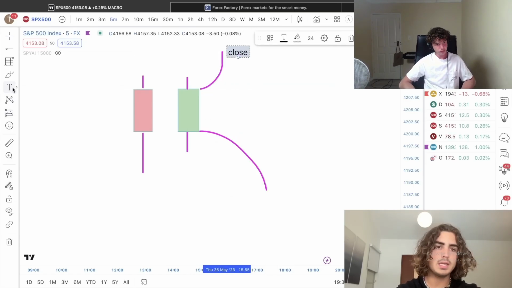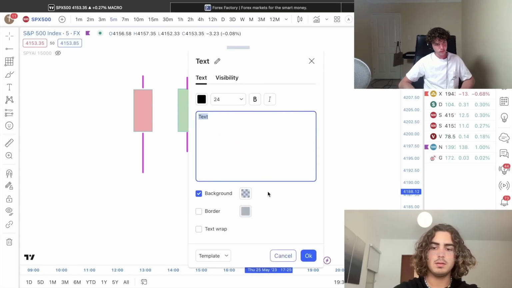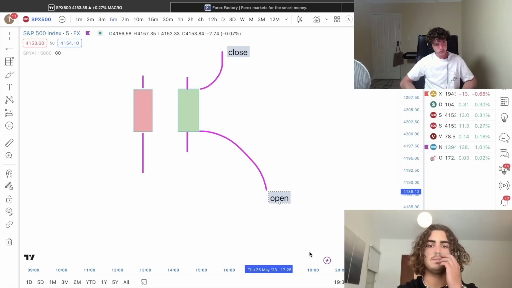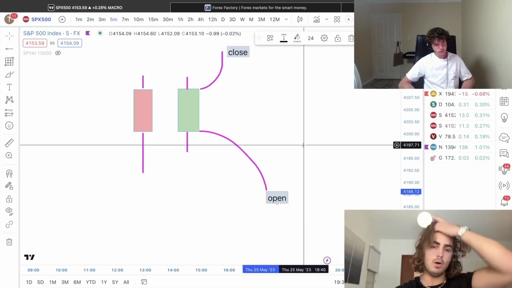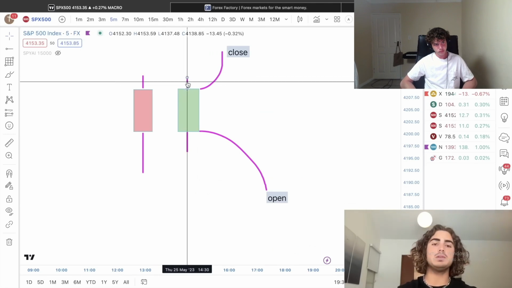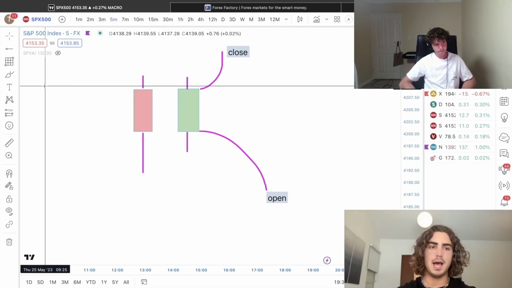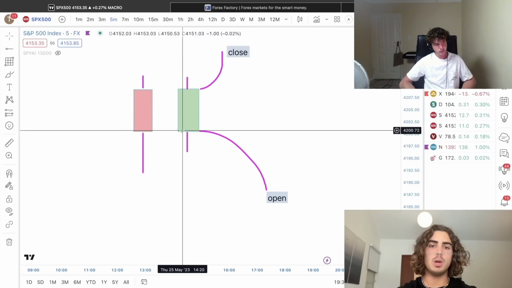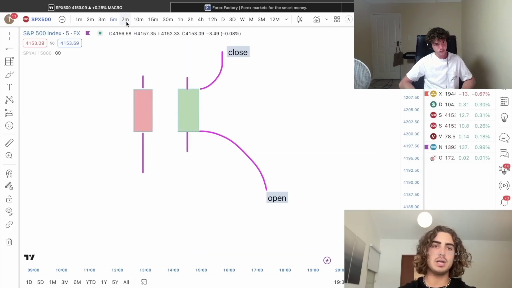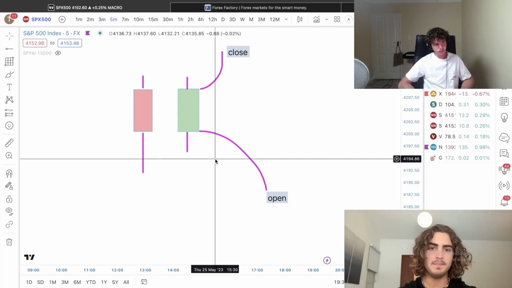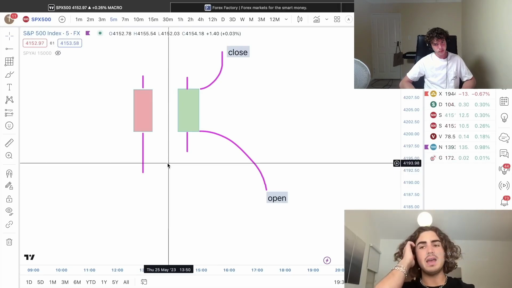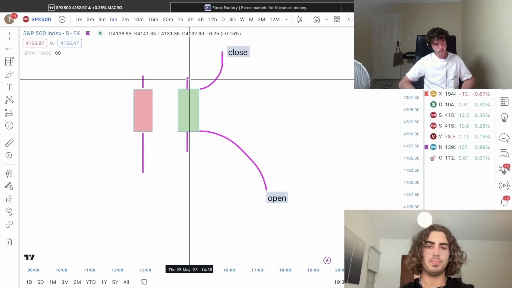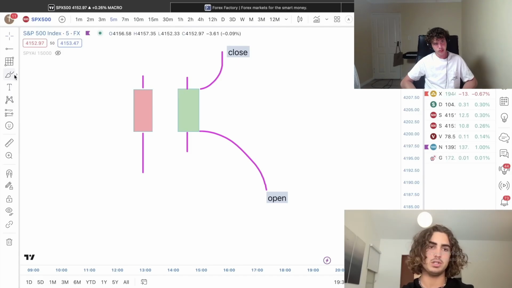The close and the open. Cool, okay? Now, what do these little wicks that are left behind mean? That shows where price went during that 5-minute duration of time, but it never ended up closing there. It just shows where price went, right? It left a little snail trail.